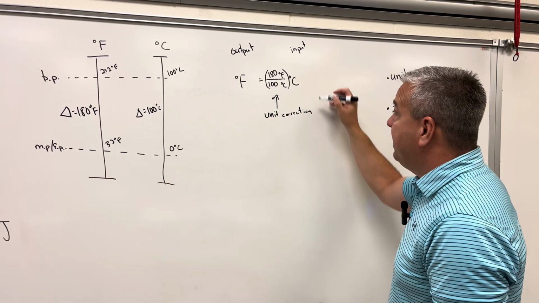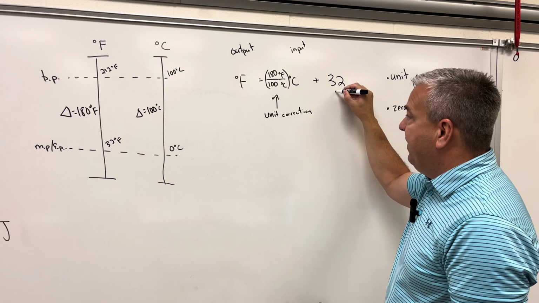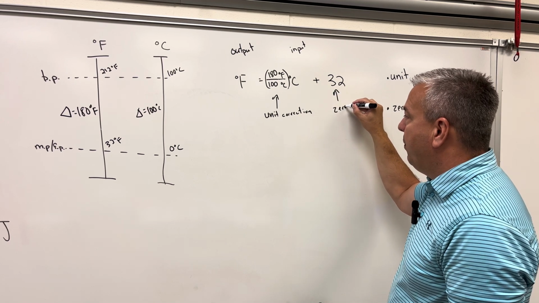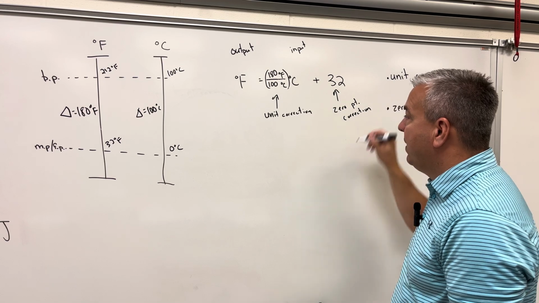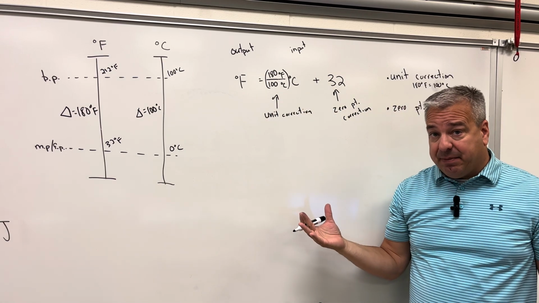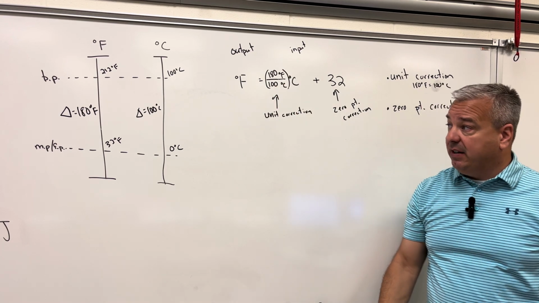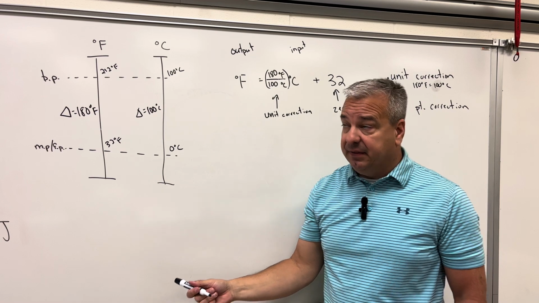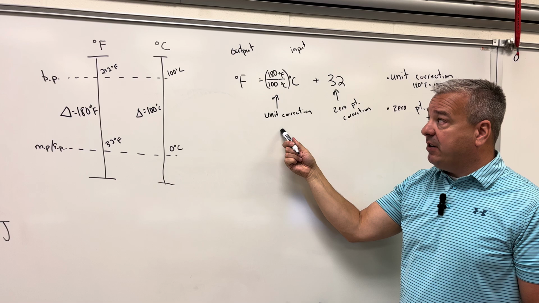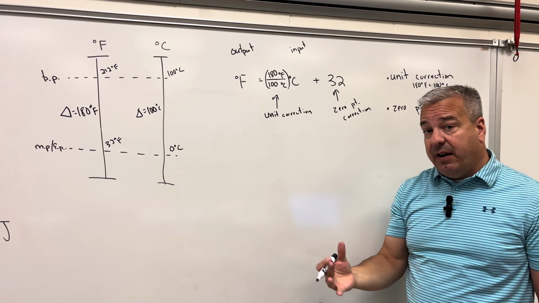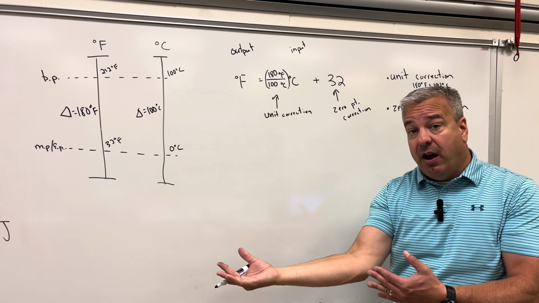So I just have to come into my equation and add 32, and that's going to be the 0-point correction. And now I have a valid mathematical expression that can convert degrees Celsius into degrees Fahrenheit. So I can pick any temperature here, plug it into degrees Celsius, do the multiplication of the unit correction, and then add 32 to take care of the 0-point correction, and I'll get that conversion over into degrees Fahrenheit.